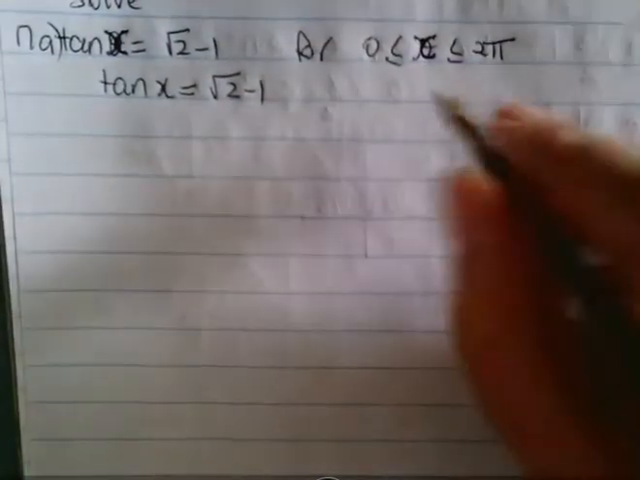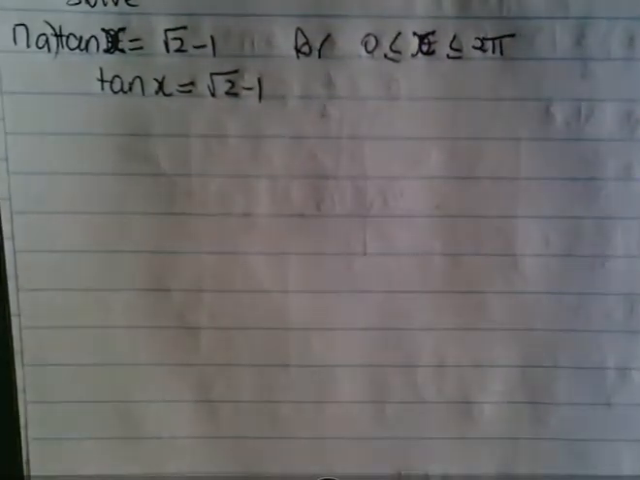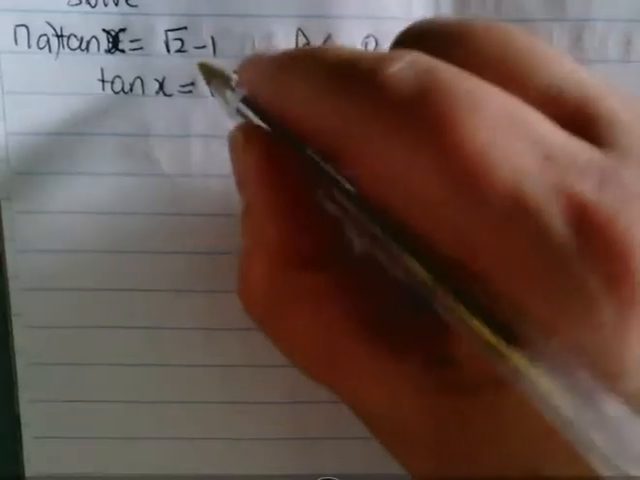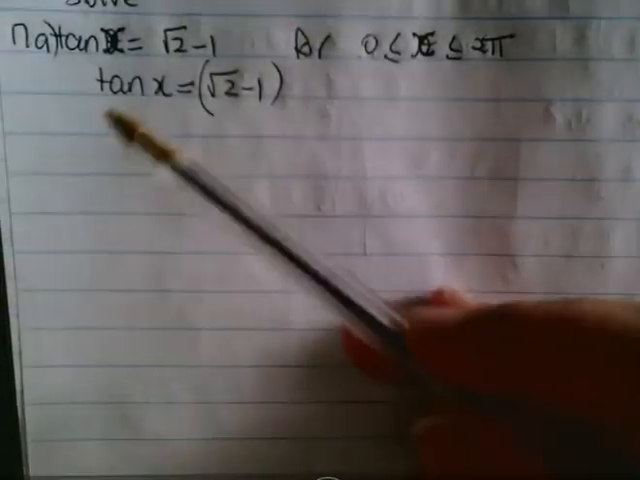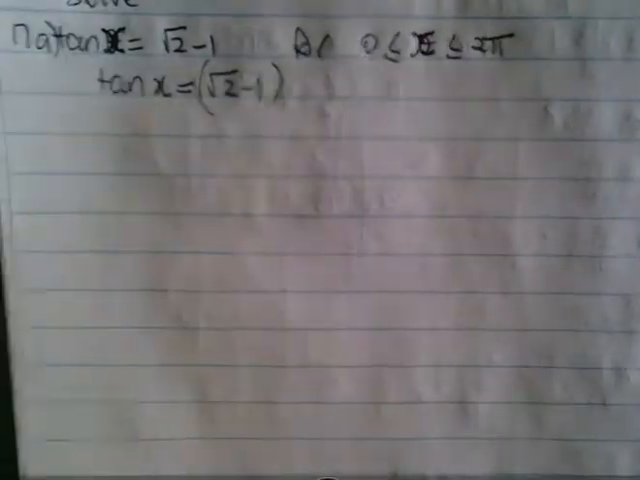The question is to solve tan x equals √2 minus 1 for 0 less than or equal to x less than or equal to 2 pi. So remember, this √2 minus 1 is just a number. So tan of some angle is √2 minus 1.